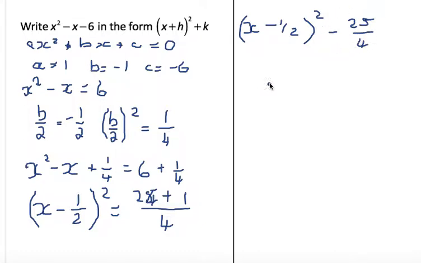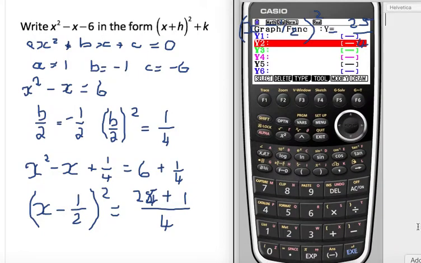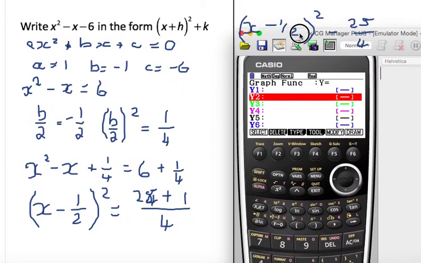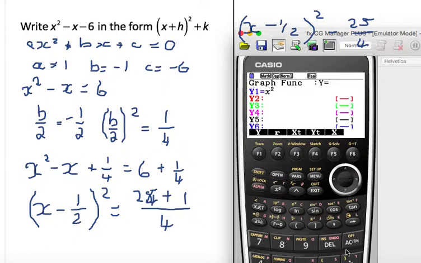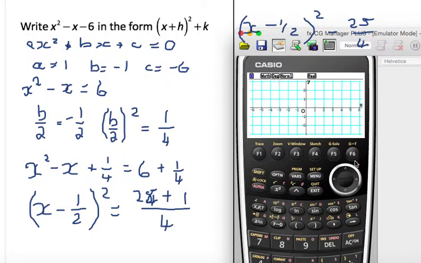Now the next step is, you're asking why. Well, if I graph this original one, let's take my graphic calculator and graph that quadratic. It's x squared minus x minus 6. And let's just draw it.